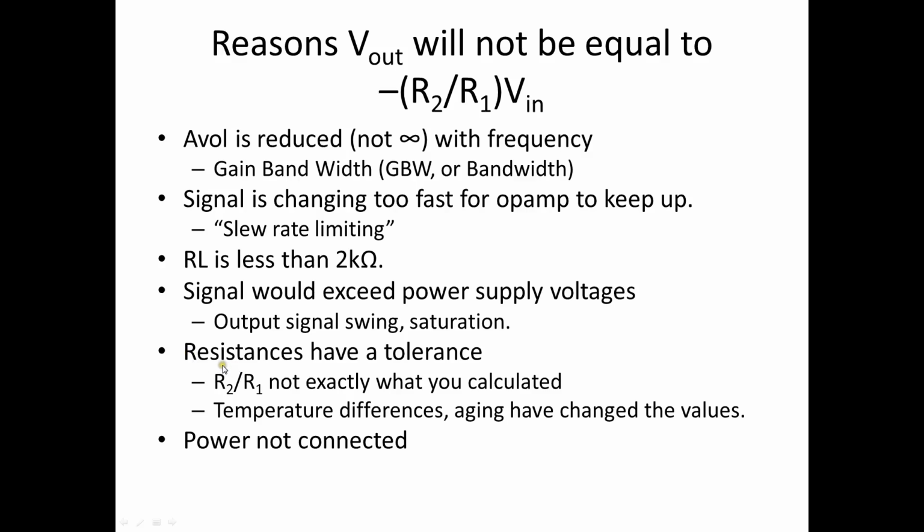Another reason that we've looked at in the power supply examples is that the resistances have a tolerance. R2 and R1 might not be exactly what we calculated them to be, but also temperature differences and aging can change the values of R2 and R1. And probably the one reason why Vout doesn't equal this is that someone forgot to turn the power on. And I just mention it here for completeness.